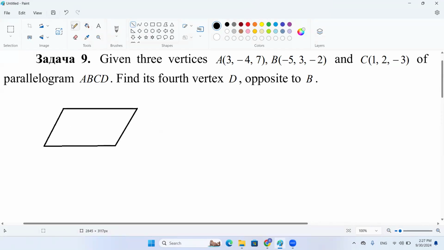So, parallelogram A, B, C, and D. We know the coordinates of these vertices, and we need to find D. How to find it? So the steps, how to do it. What can we evaluate with knowing these coordinates?